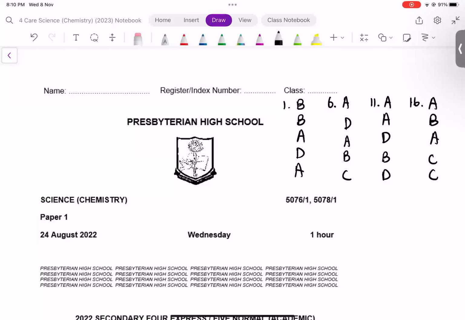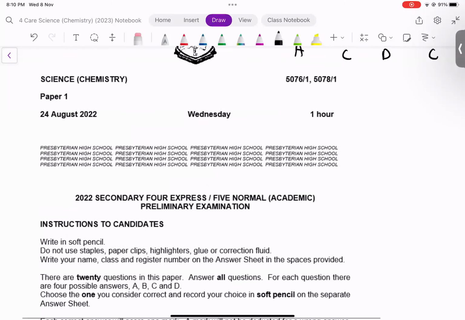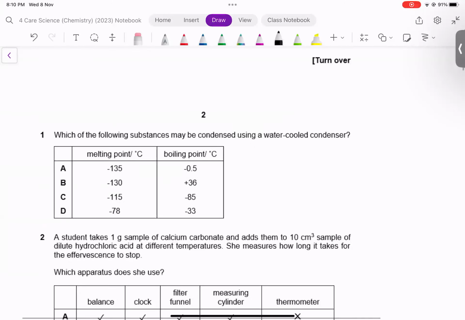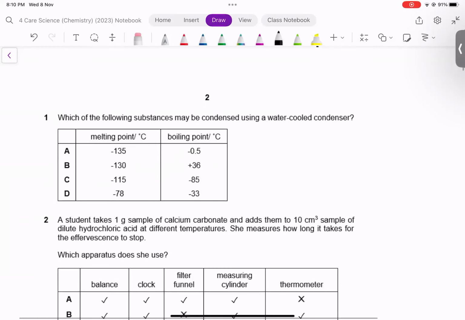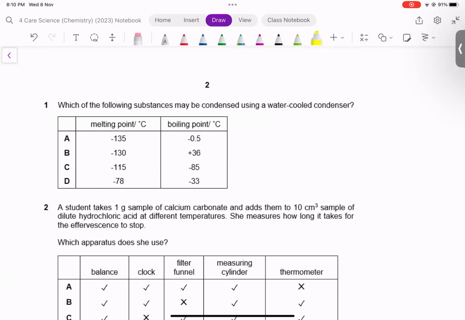Okay, so I believe you have already marked your paper. So let's go through a few questions. Let's start with question number 1. Now, question number 1 might look a bit strange to some of you who are new to this, but the keyword here that you should be highlighting in an exam is water-cooled condenser. So basically, this helps to cool and condense the vapor, right?